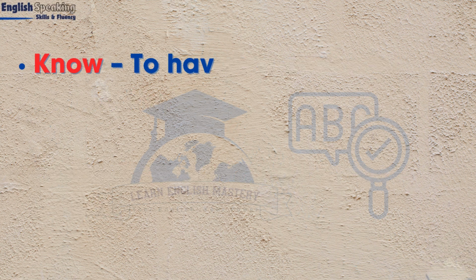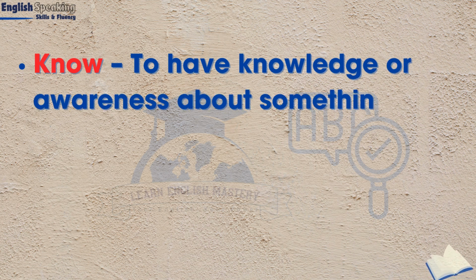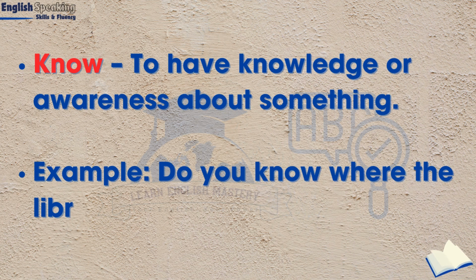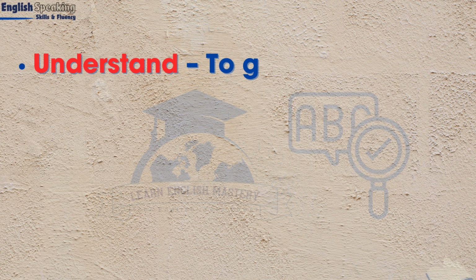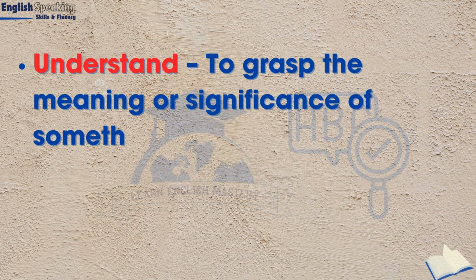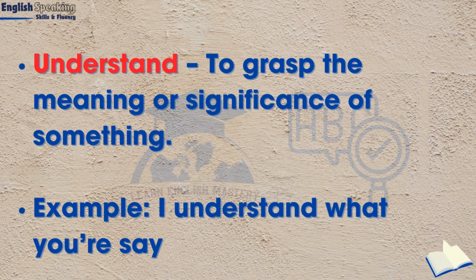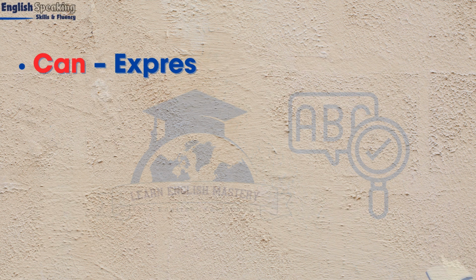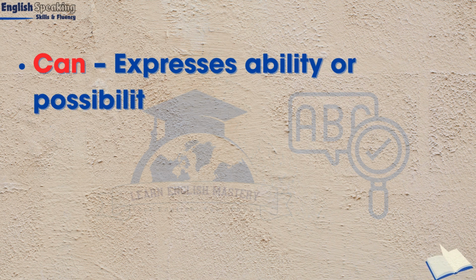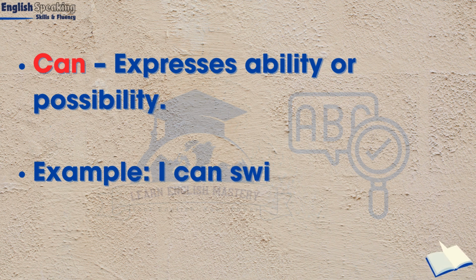Know, to have knowledge or awareness about something. Example: Do you know where the library is? Understand, to grasp the meaning or significance of something. Example: I understand what you're saying. Can, expresses ability or possibility. Example: I can swim very well.